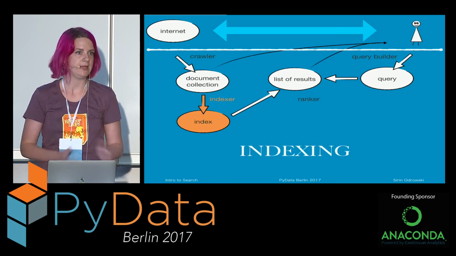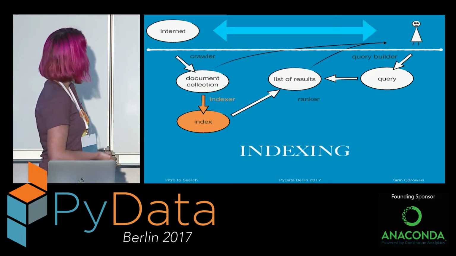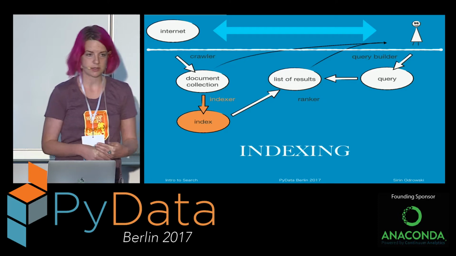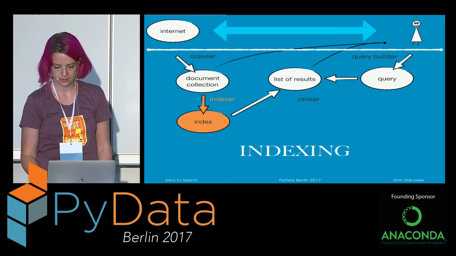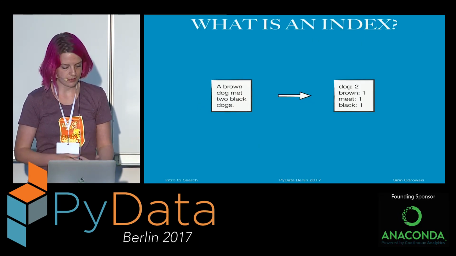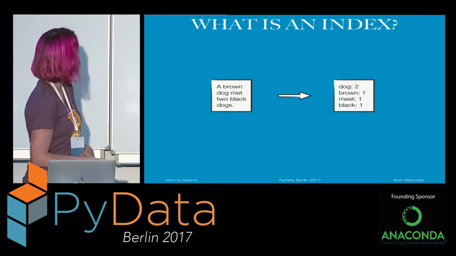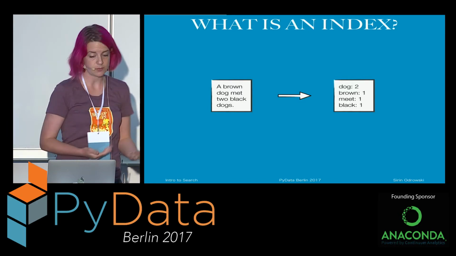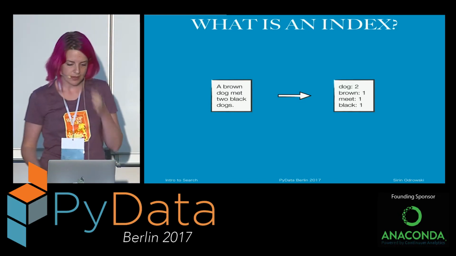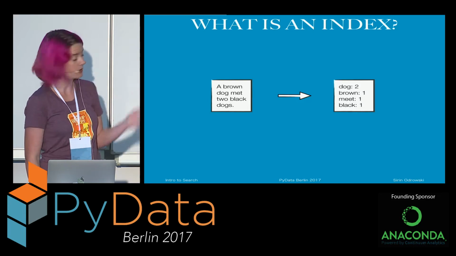So the first one is indexing. So that's about making documents searchable in a very fast way. We could have a document like this, which is very short, but is a nice text: a brown dog met two black dogs. So of course, that's easily searchable.